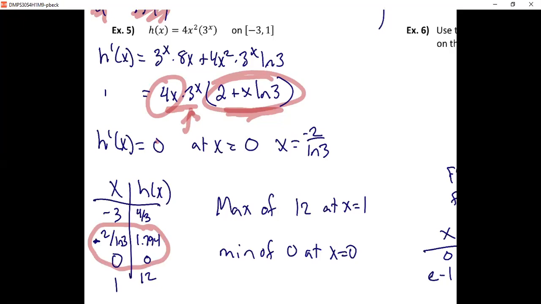Unfortunately, I blew my color coding scheme because those were supposed to be the green. Hope you guys understand that. Let's just go ahead and have more fun with that and then test the endpoints. Our candidates test shows us that our max value is at the endpoint when x equals 1, and our min value is going to be 0 at x equals 0, so one of my critical numbers.